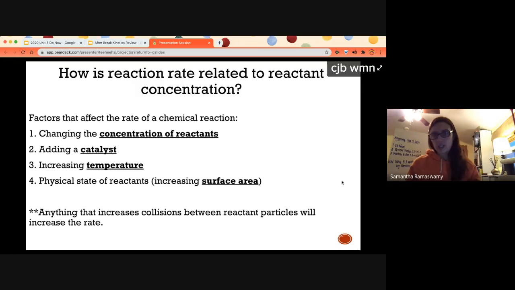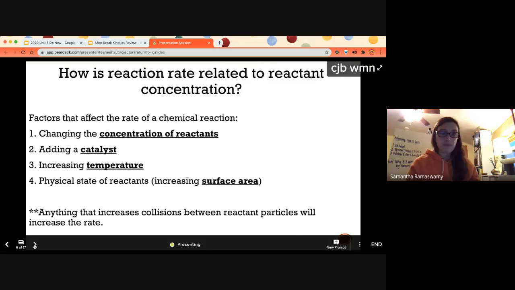So we talked about increasing surface area, going from a cube, or a block of salt, to grains of salt. Something to always keep in mind is that anything that increases the collisions between the reactant particles will increase the rate. So our justification for why increasing concentration increases rate has to be that when we increase concentration, we're increasing the number of particles and we're increasing the collisions. Everything has to come back to the collisions between the reactant particles.